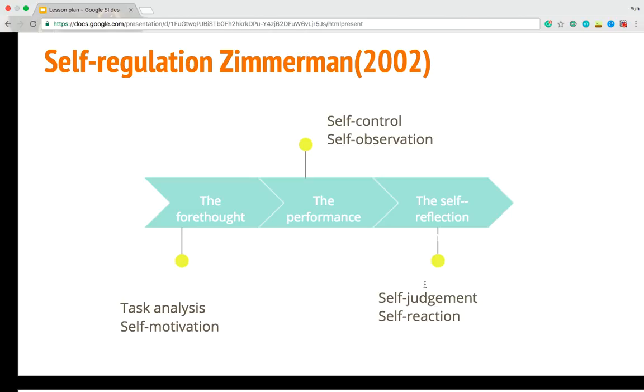Zimmerman in 2002 presents a more explicit way to help understand the self-regulatory process, as we can see from this graphic. The forethought phase is when learners collect metacognitive knowledge about the task and about themselves. The performance phase is when learners begin to complete the task by employing strategies and verify their performance to see if any modifications need to be made. Finally, the self-reflection phase is when learners evaluate their performance and the efficacy of their learning strategy.